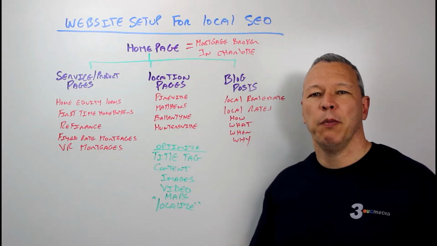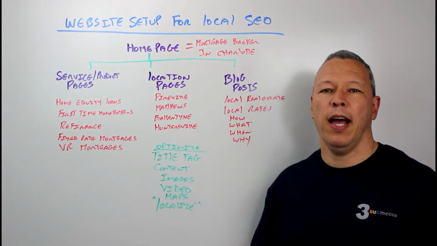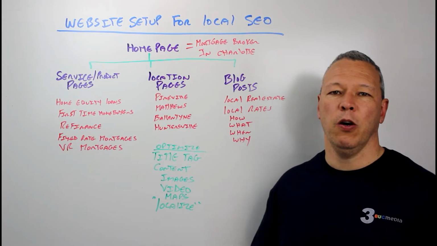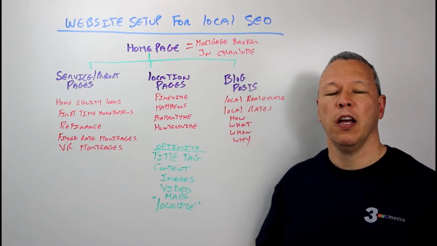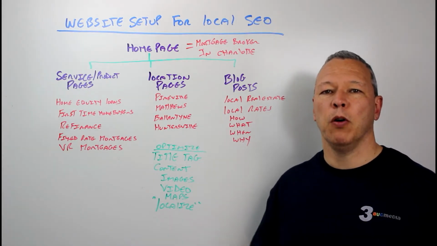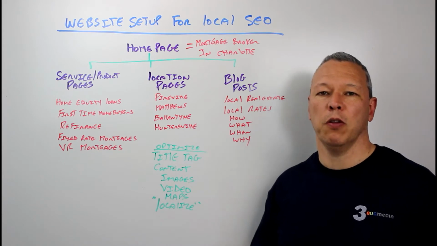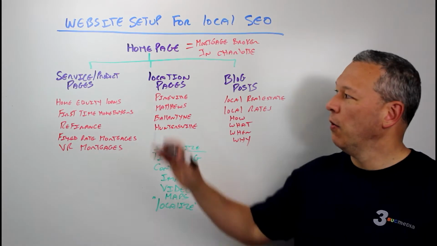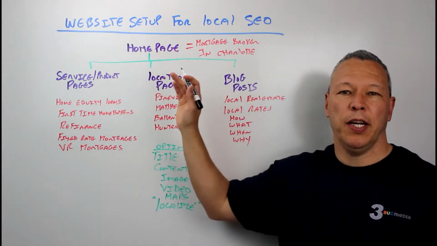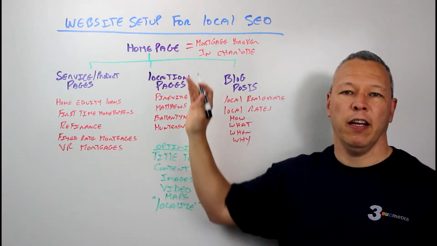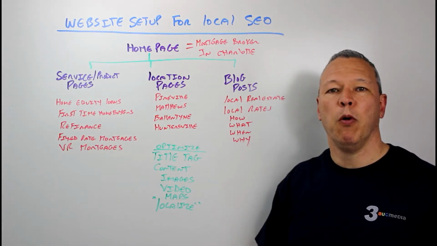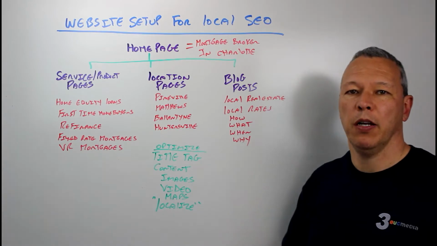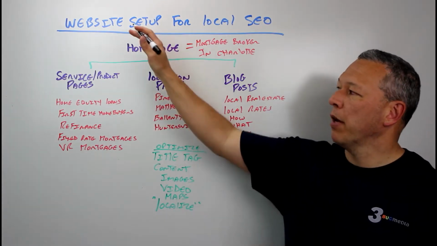Hey, this is Gary from 3Bug Media, and today we're going to talk about how to set up your website for local SEO. Now, local SEO, or local search engine optimization, is super important because most people search online for local businesses today, over 90% according to Google. Okay, so the more you can optimize your website, the more pages you can get ranking on the first page of Google, the more traffic you're going to drive to your website, the more business you're going to get from online marketing.